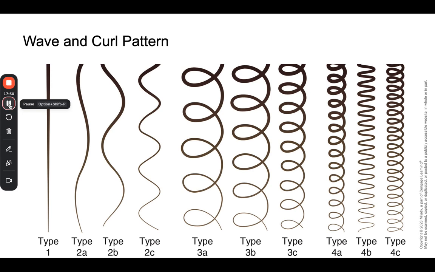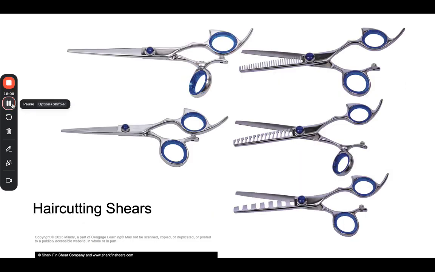Types 3A to 4A may need to be cut dry and in its natural state to visualize the true shape. Types 4A to 4C may need to be stretched or thermally styled for cutting. Always consider the client's hairstyle routine.